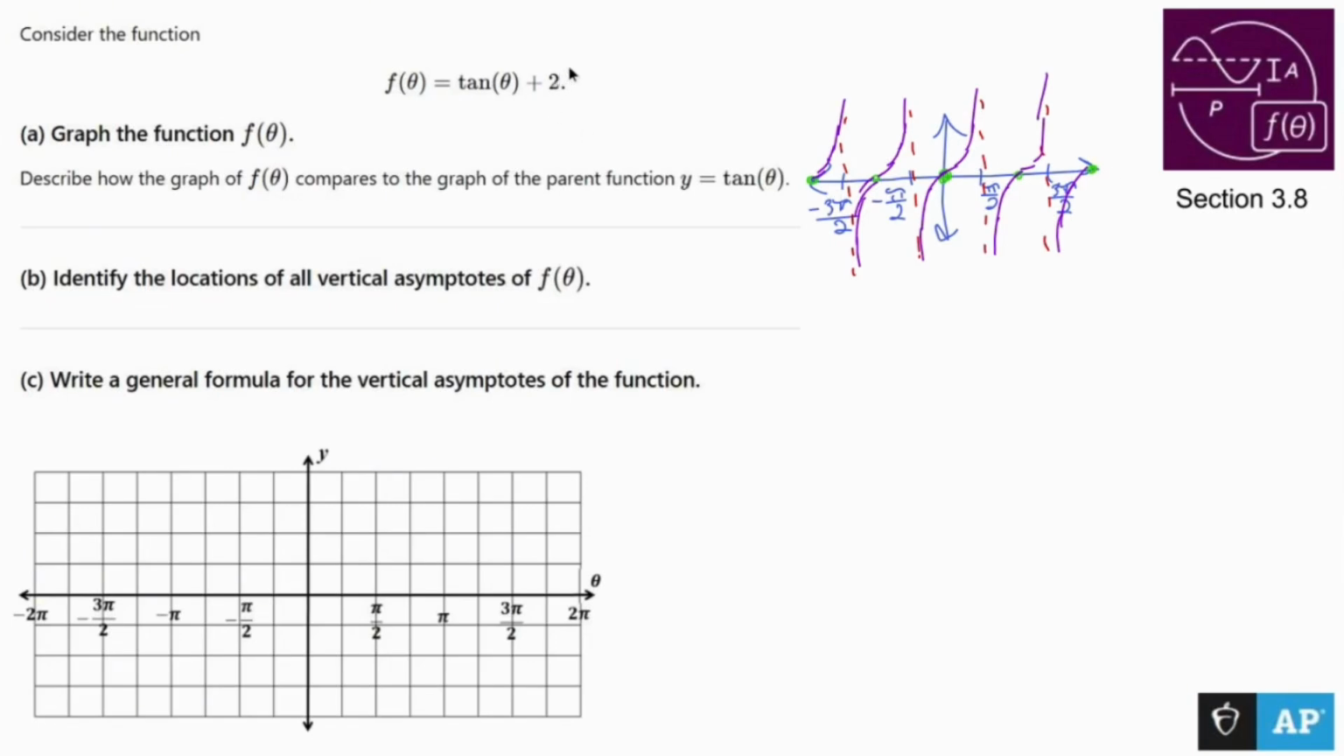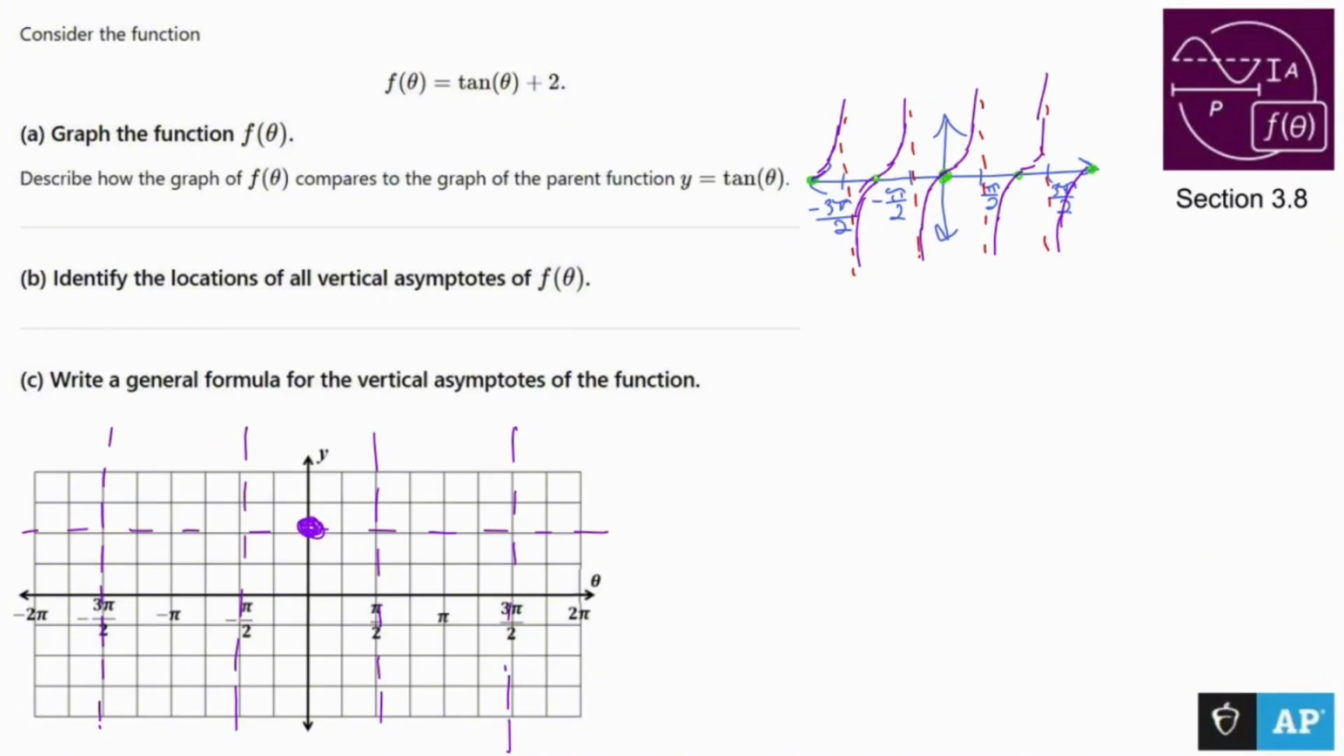Now, how does plus 2 change things? Just shifts everything up 2. So the same thing's going to happen here. Pi over 2, 3 pi over 2, negative pi over 2, negative 3 pi over 2, still going to be my vertical asymptotes. However, my midline is now, and I guess it's not really called a midline, but for lack of a better word, my beginning is going to happen up here.